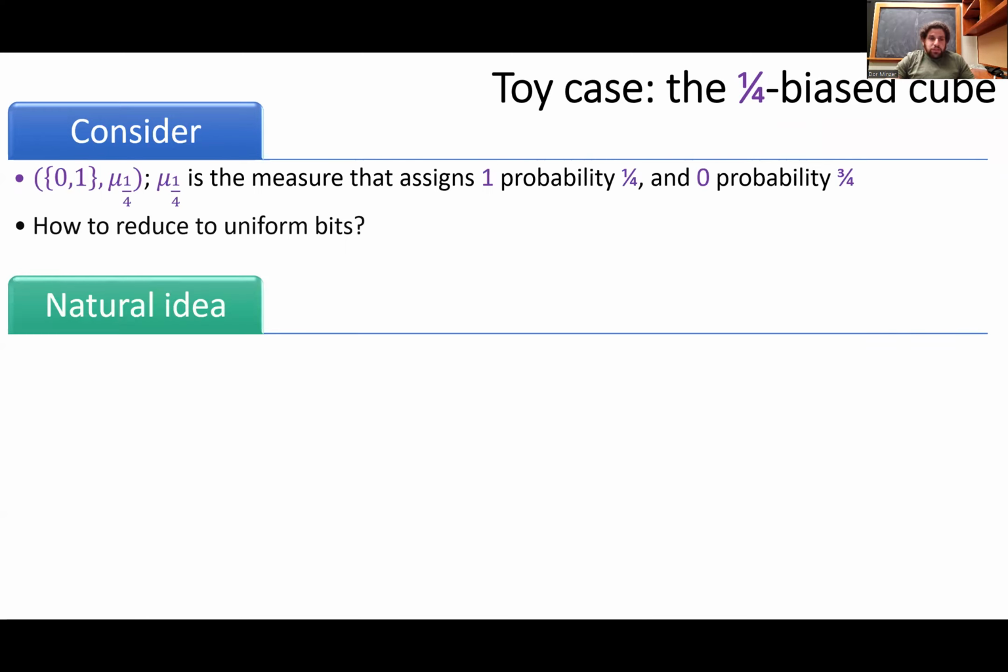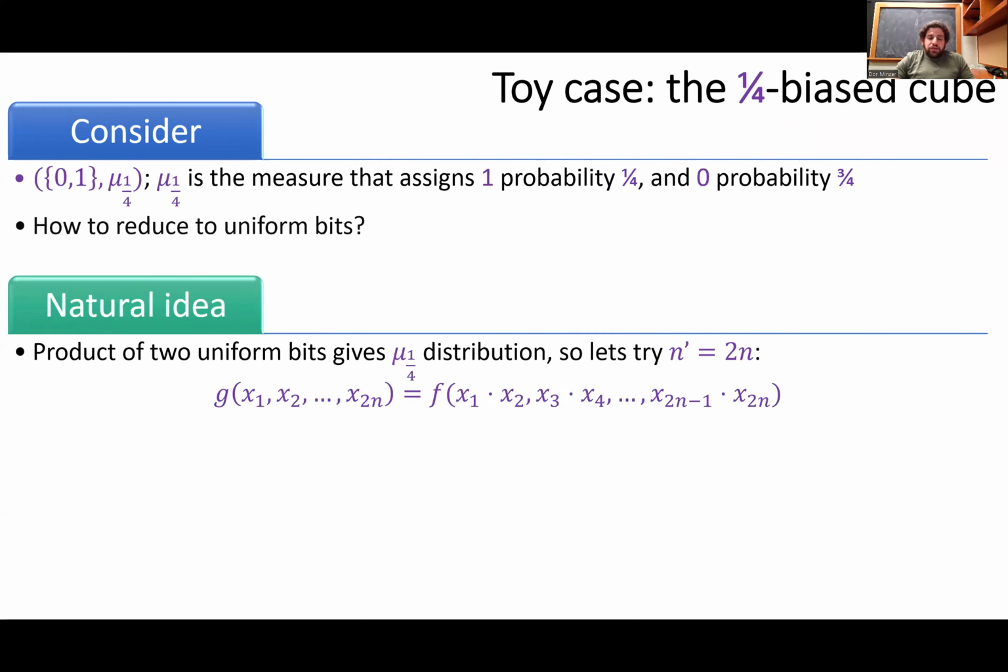And when you look at this, especially the number quarter, the natural idea that comes to mind is the following. If I take two uniform bits, x1 and x2, and I take a product of them, then I would get a bit which has bias quarter. So let's try to use this fact in order to define our function g. So indeed, we're going to define a function g which has a dimension which is double that of f. And when it gets as input x1 to x2n, it's going to compute the pairwise products, x1 x2, x3 x4, and so on and so forth, get an n-vector string, and plug it into f.